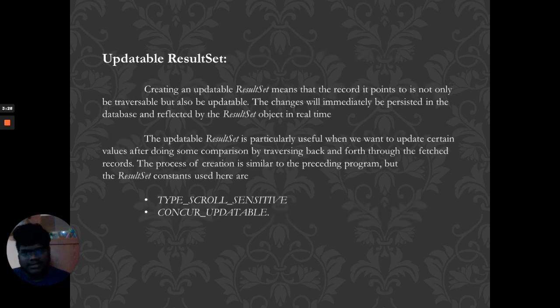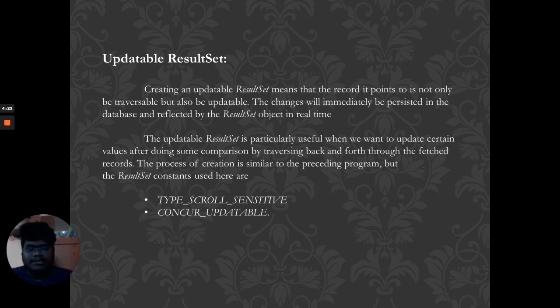Next, updatable result set. Creating an updatable result set means that the record it points to is not only traversable but also updatable. The changes will immediately be persisted in the database and reflected by the result set object in real time. That means we must be able to make changes in it, and the changes which we make will be immediately persisted in the database and also immediately reflected by the result set object in real time. So from this we can understand what an updatable result set means.